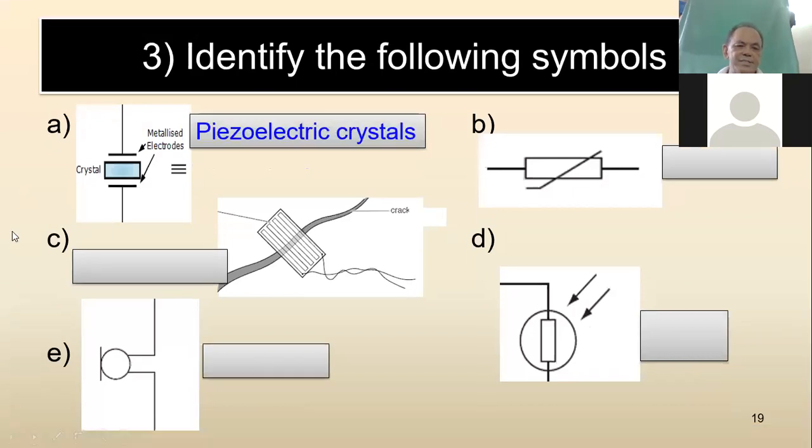Piezoelectric crystal. There are two electrodes connected to the crystal. So you should be able to identify these in your exam. There's your thermistor. This is your strain gauge. This is your LDR, this is the symbol. And then this is the symbol for a microphone.